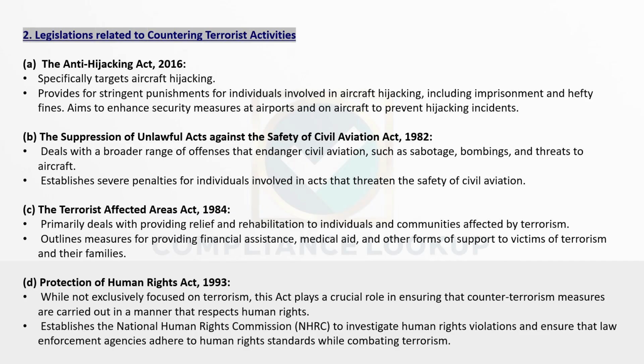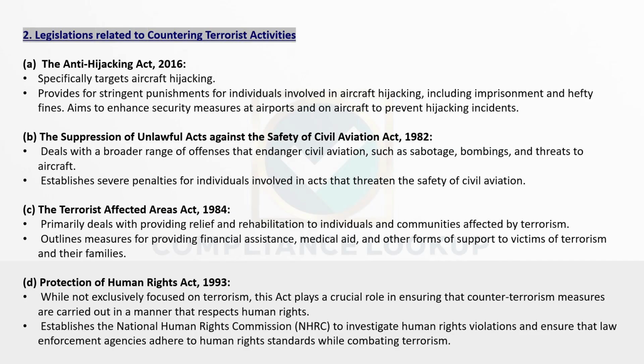4. Protection of Human Rights Act 1993. Although not specifically focused on terrorism, this law ensures that in the fight against terrorism, human rights are respected. Its key provisions are: first, establishes the National Human Rights Commission (NHRC) to monitor and investigate any human rights violations.